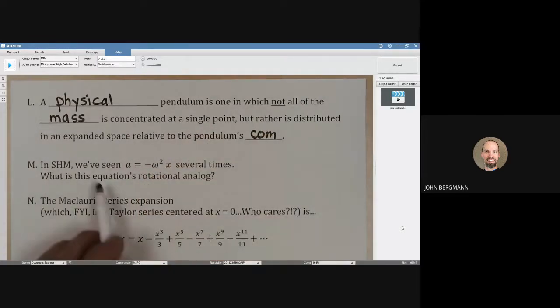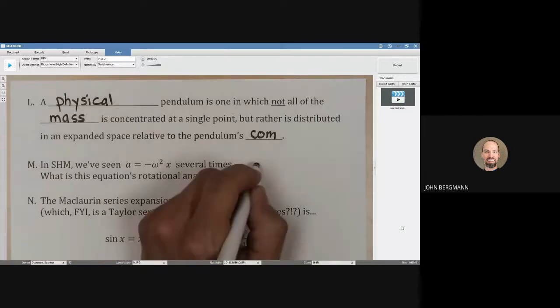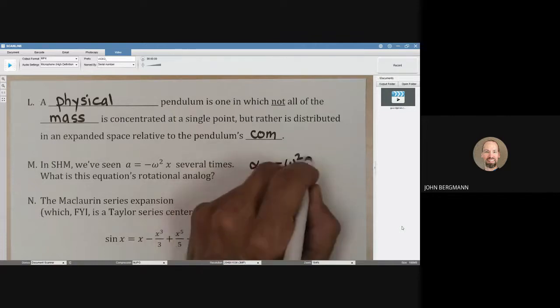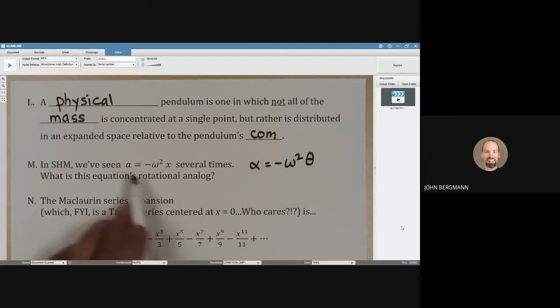In simple harmonic motion, we've seen that a is equal to opposite omega squared x several times. What is this equation's rotational analog? Alpha is equal to opposite omega squared theta. The rotational analog of a is alpha. The rotational analog of x is theta.